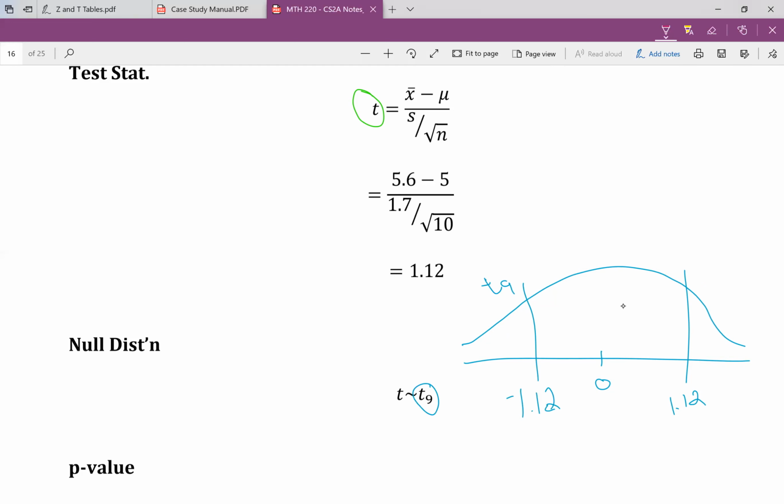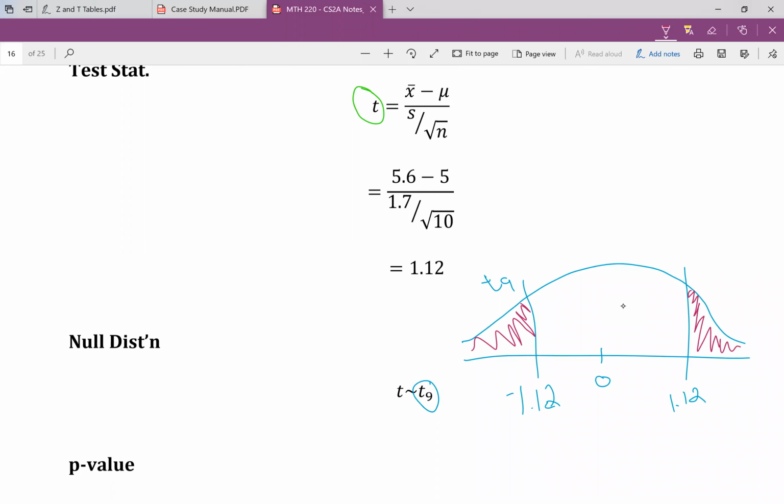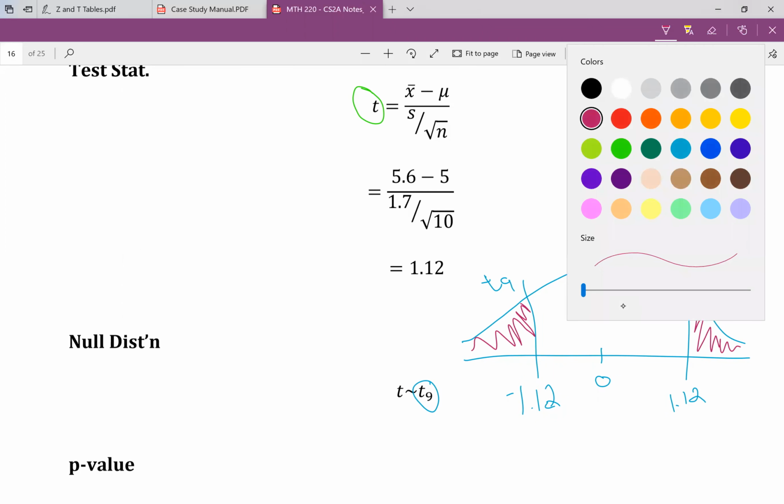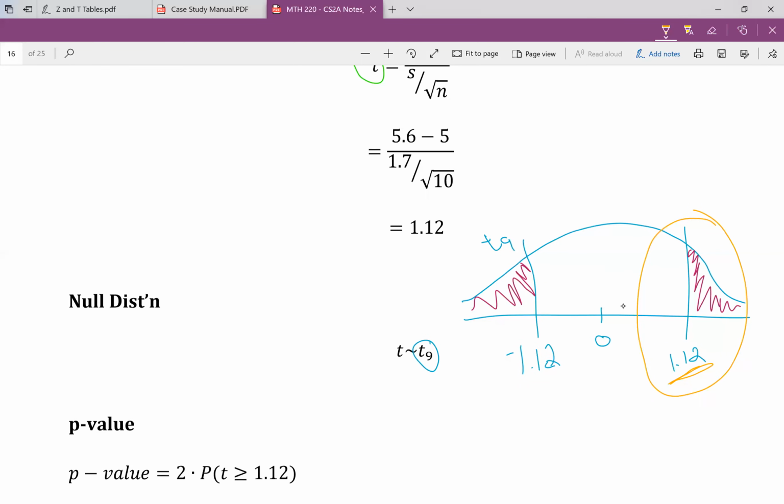And my p-value is going to be the area above positive 1.12 and below negative 1.12. So when I write my p-value statement, I want to write it in terms of the value of my test statistic, the positive 1.12. So I'm going to look for the area above 1.12 and then double it. So 2 times the probability that t is greater than or equal to 1.12. Again, this 1.12 is coming from the fact that our test statistic is positive 1.12.